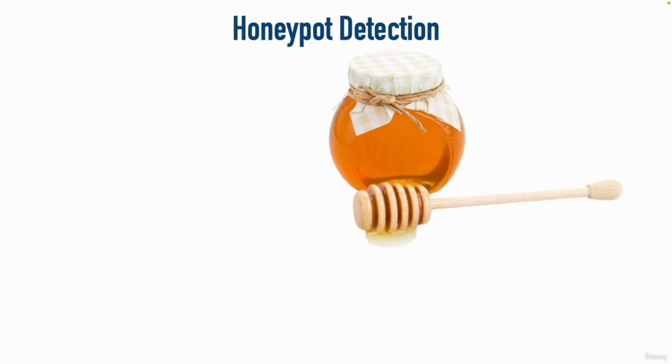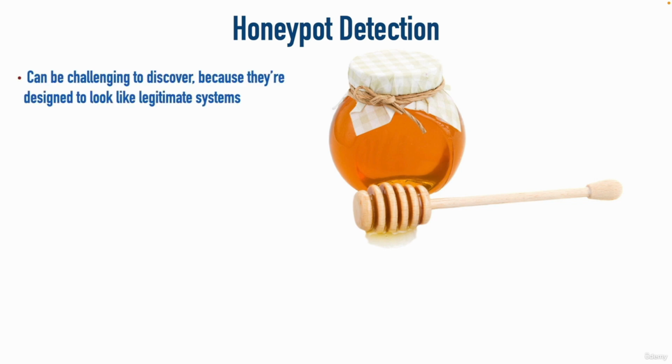In this video, let's consider how we or an attacker might go about detecting a honeypot, which might not be very easy because a honeypot is designed to look like a legitimate system. So how do we know that this is a distractor system versus an actual Linux box, for example? Well, we could look for some suspicious characteristics.